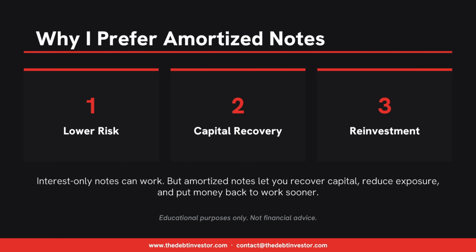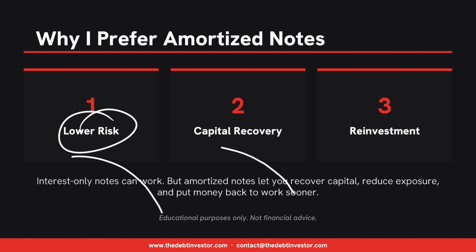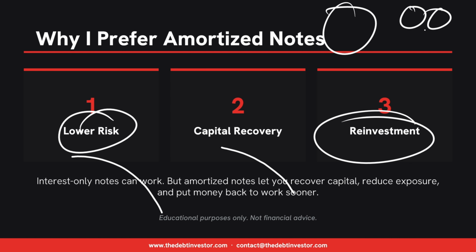Now, why do I prefer amortized loans? Well, for starters, they're lower risk, right? Because remember, we get paid back every single month. Second one is pretty much the same thing. It's just a different way of saying it. It's capital recovery. We get our money back every single month, and that lowers our risk. And then number three, we get to reinvest those funds into more notes. So instead of having everything in one basket, we can have three smaller baskets, right? And it ends up being the exact same return with just a little more diversification.